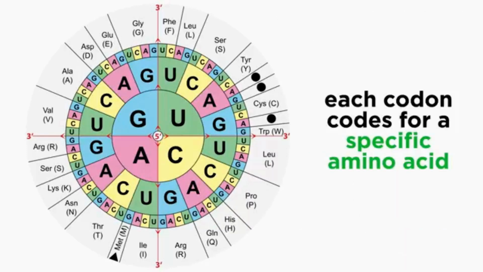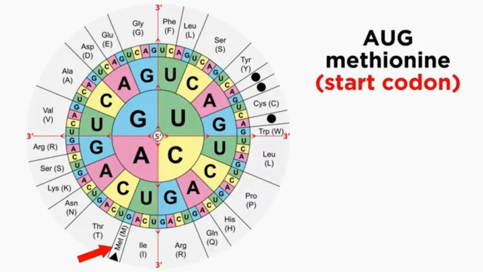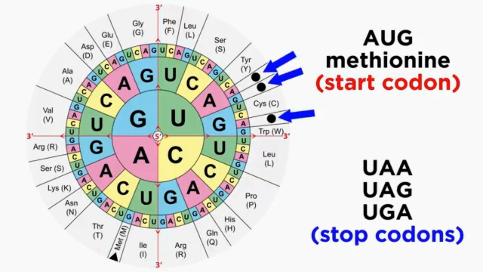But there is no ambiguity. Each codon corresponds to a particular amino acid. Notice also that some of these codons are special. AUG is the start codon, which initiates translation by coding for methionine. And these 3 are stop codons. These are the ones that terminate translation.